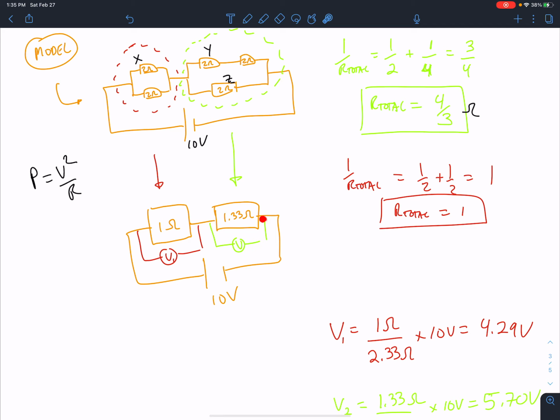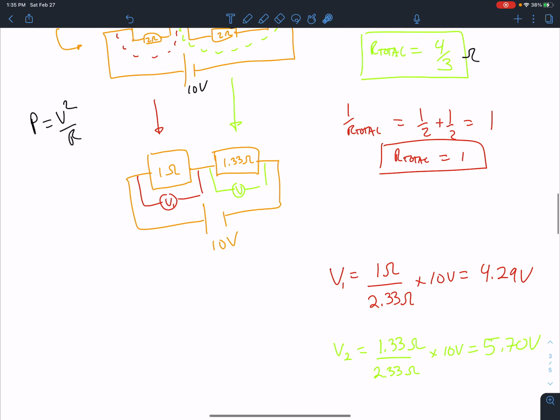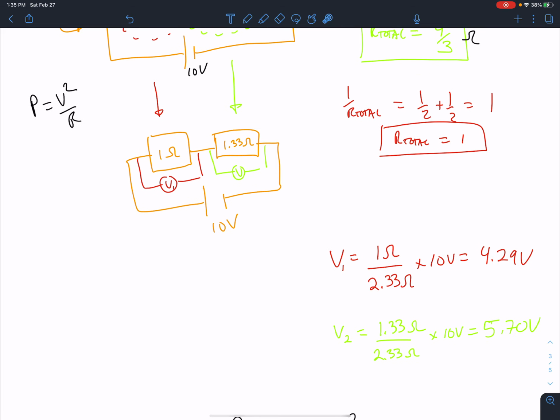So how did I calculate the voltage? Like I told you in class, the voltage that's going to be read by that voltmeter is the resistance of this component divided by the total resistance. Now it's series, so 1 over 1 plus 1.33, times 10 volts. The voltage across that is going to be 4.29 volts, and the voltage across that is going to be 5.7 volts. That's kind of opposite of what we were doing in the review session.